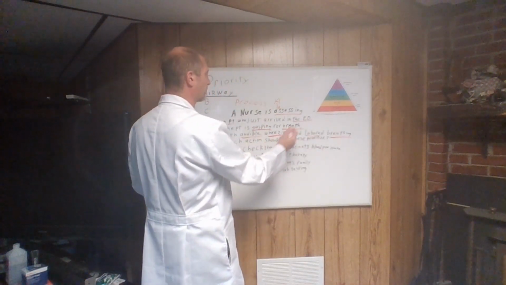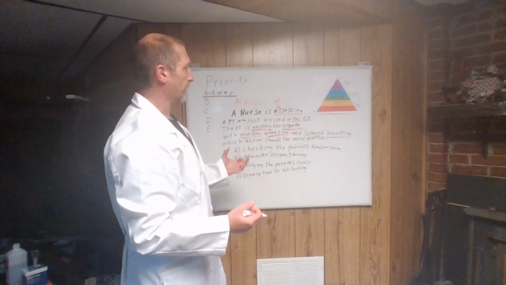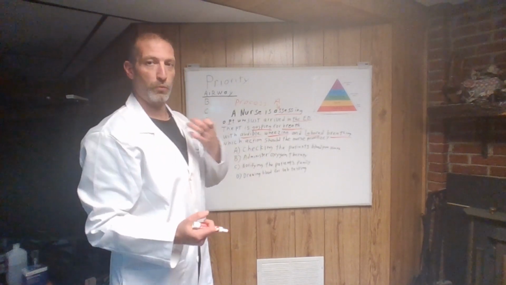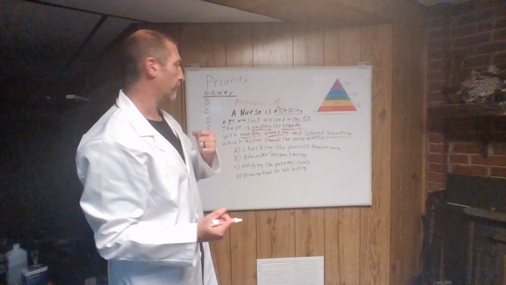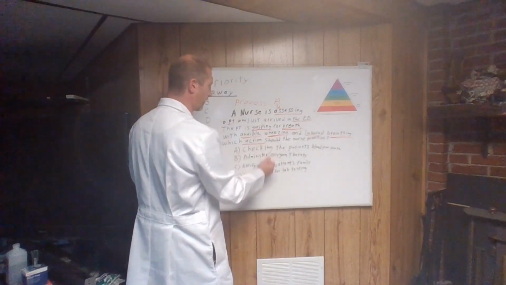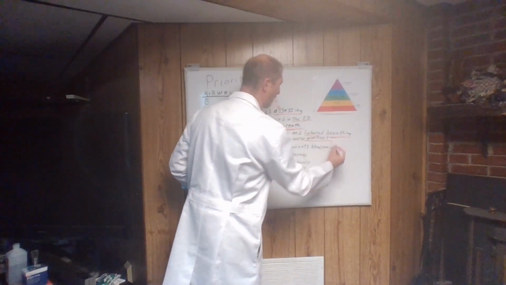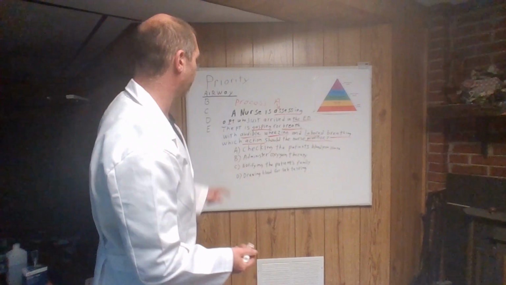So, definitely wheezing and labored breathing. If they have wheezing taking place, we have some constriction going on, which means we have an airway problem, right? Which action should the nurse prioritize? Let's look at our answers.